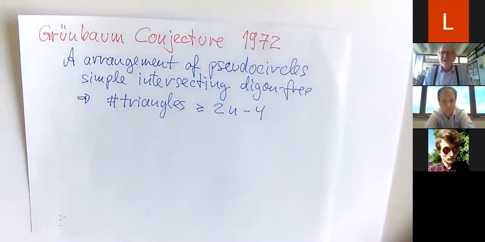Grünbaum, in 1972, wrote a little booklet called Arrangements and Spreads. And this book is a rich source for examples and for conjectures. So he was quite generous in conjecturing. And one of his conjectures is this one. So simple intersecting digon-free arrangements should have at least 2n minus 4 triangles. And now, of course, you can ask why 2n minus 4?